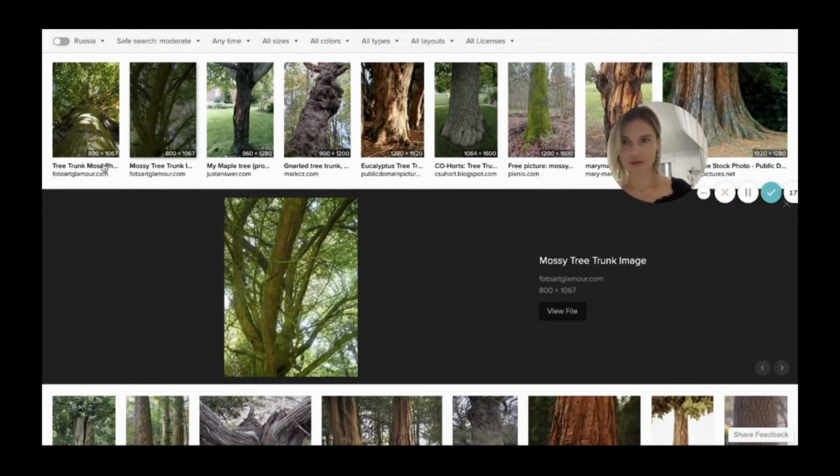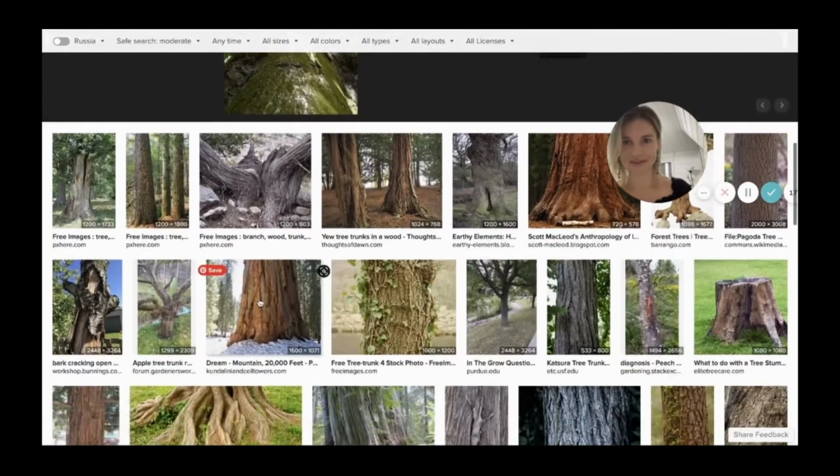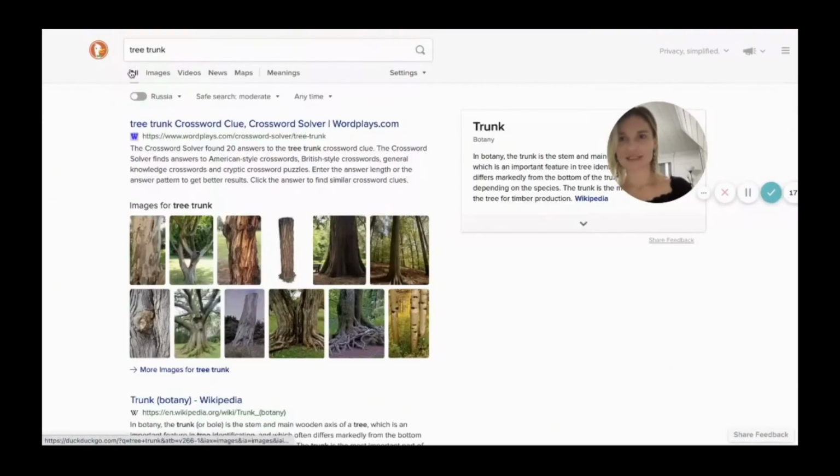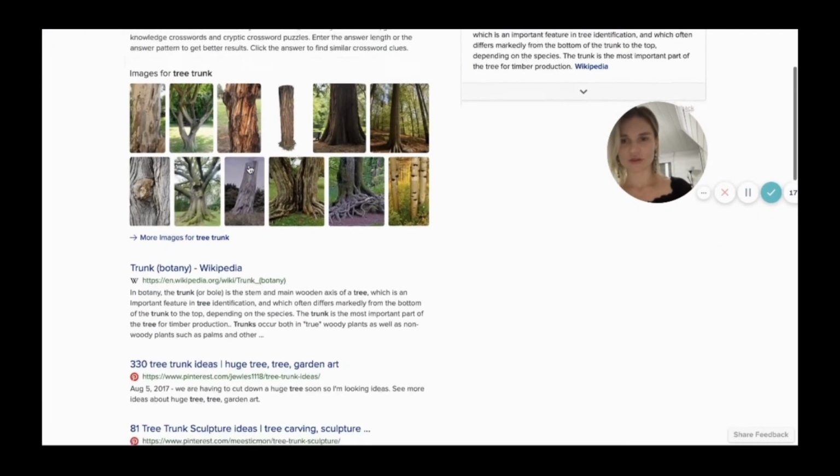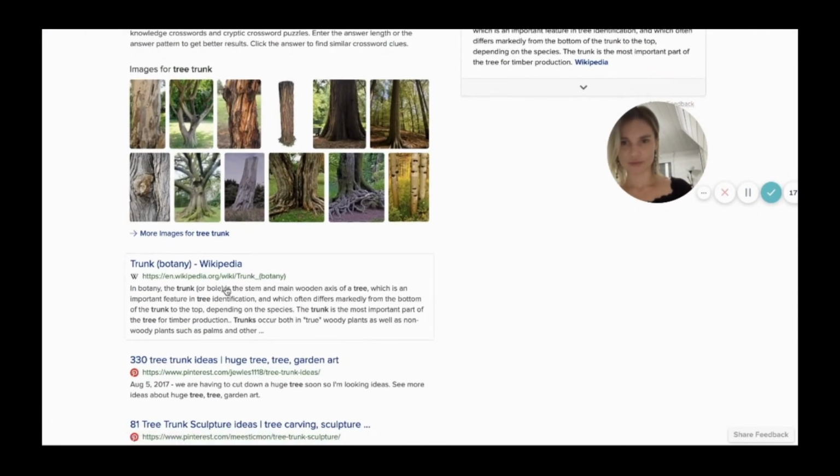Mossy tree trunk image. Tree trunk moss. Okay. Just to be on the safe side, I want to Google the definition of trunk. The trunk is the stem and main wooden axis of a tree. This is what a tree trunk is.